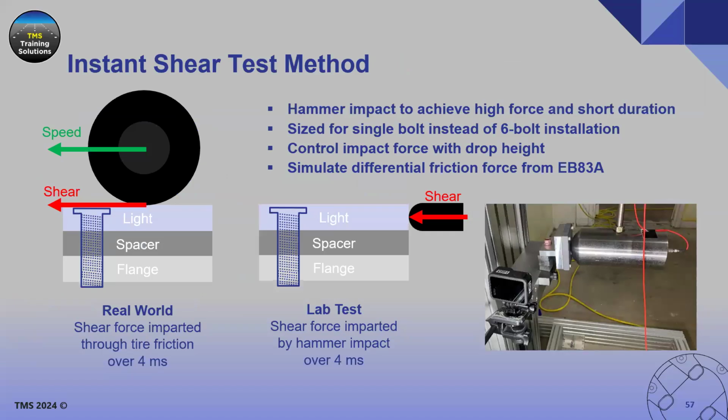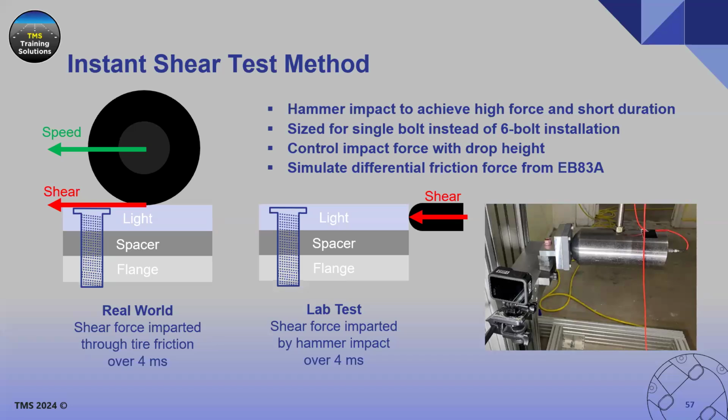So what we did is we developed what we call an instant shear test method, since we felt that the horizontal shear method in 46E was not sufficient for this high speed, high force scenario. So on the left, you have what happens in the real world. You've got a braking aircraft rolling over a light, imparting a shear force through friction with the tire, which happens very quickly, over about a 4 millisecond time period.